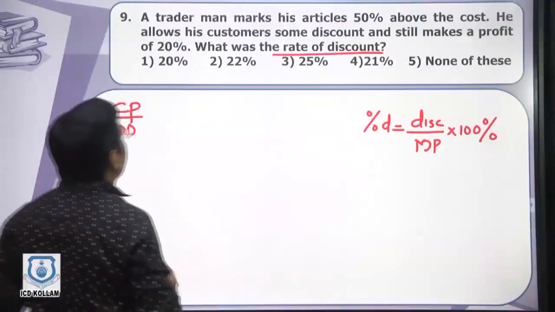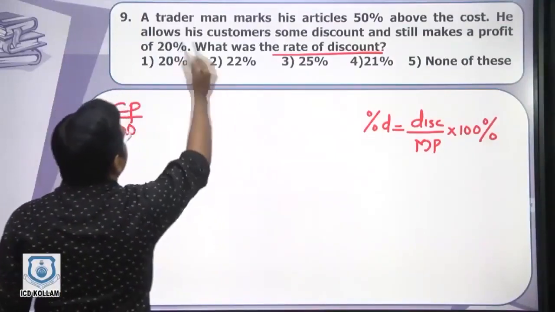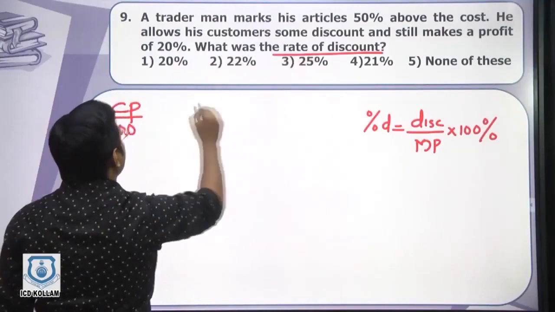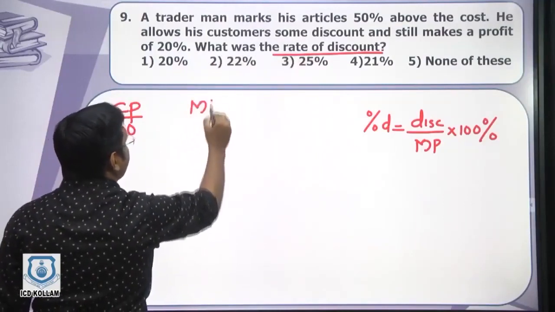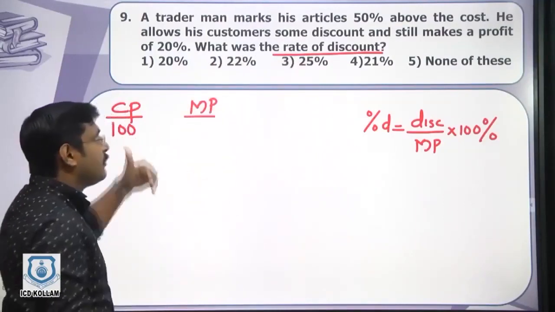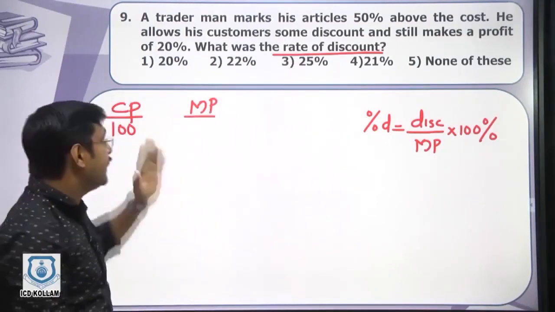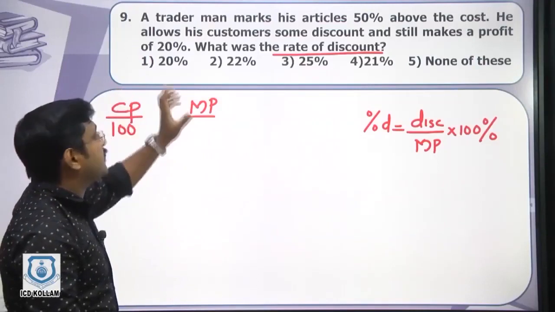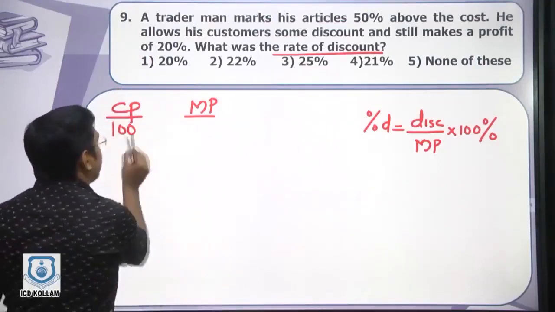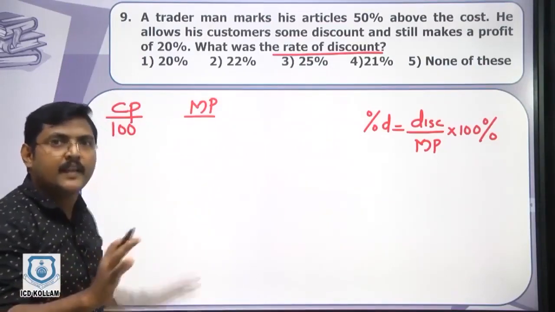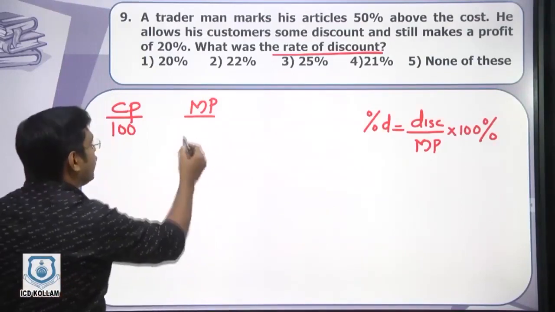Okay, so I consider the cost price as 100. Next, a trader marks his article 50% above cost price, means next it is the marked price, 50% above cost price. So he considered the marked price with respect to CP. Always we need to consider the marked price with respect to CP. Remember that. So marked price is 50% of cost price 100. 50% of 100 is 50. Then 100 plus that 50, that will be the marked price.